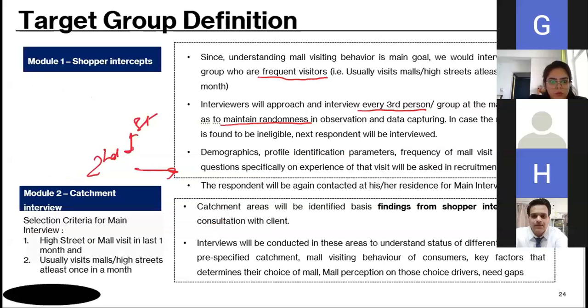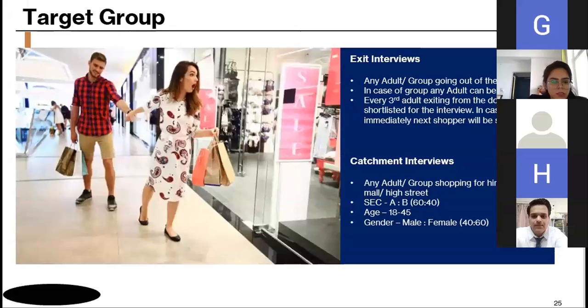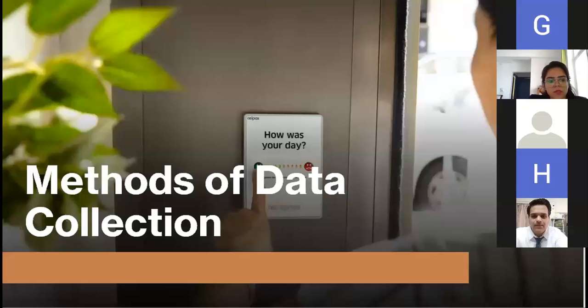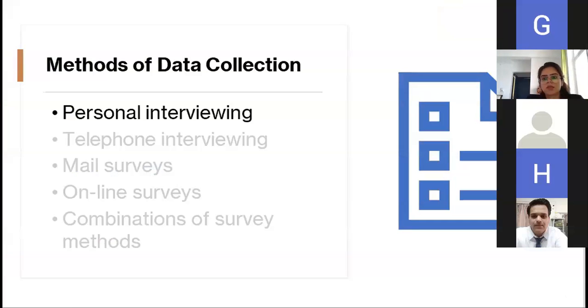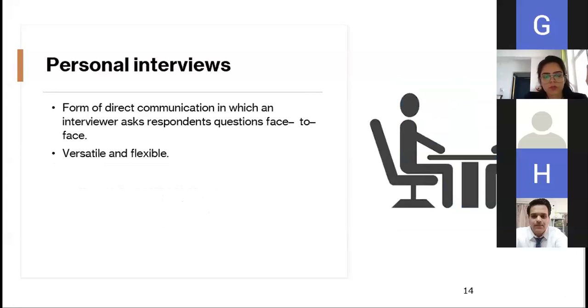Okay, so next comes methods of data collection. There are various methods of data collection: personal interviewing, telephone interviews, mail surveys, online surveys, or a combination. Personal interviewing is a form of direct communication, one-on-one, face-to-face. You understand that. So what are the advantages of personal interviews?